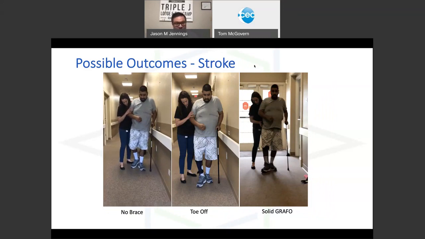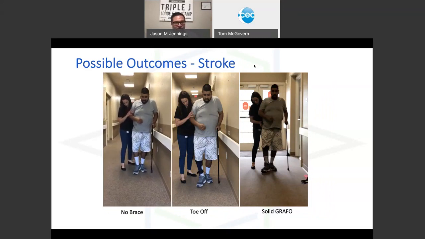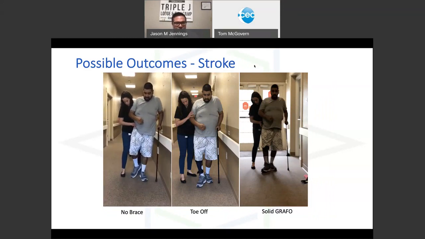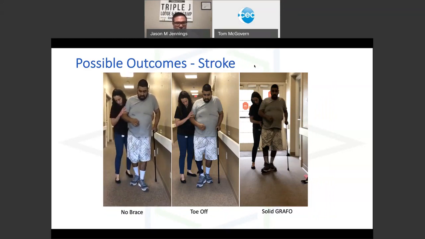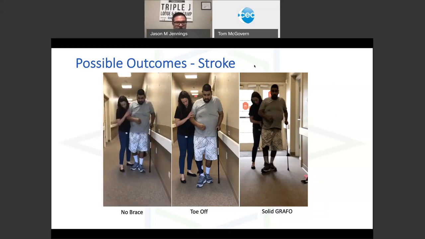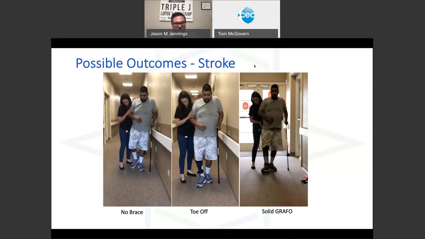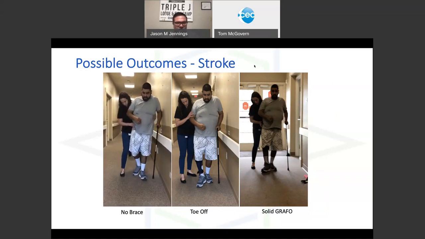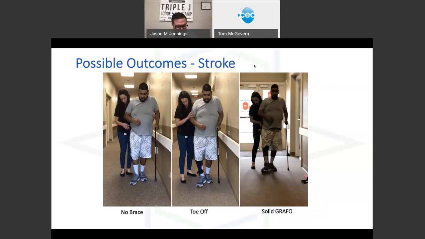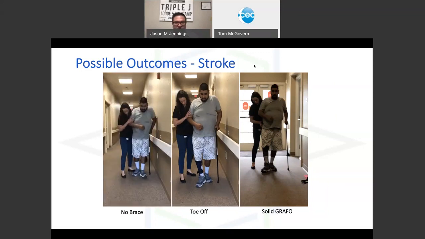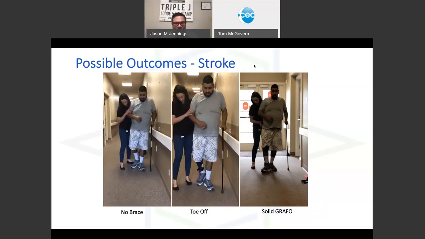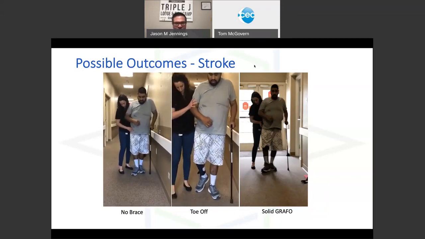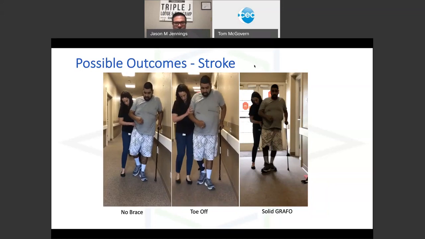So you can see in the unbraced condition, still very weak. He has tone. He actually has internal rotary patterning in stance and external rotary patterning in swing. He has lack of knee extension in terminal stance, walks in a crouch. They tried to manage him with the toe off, and he just didn't feel stable. It still didn't control the rotary problems at the foot and ankle.